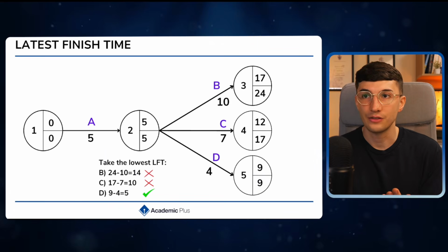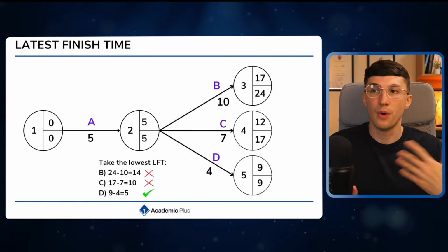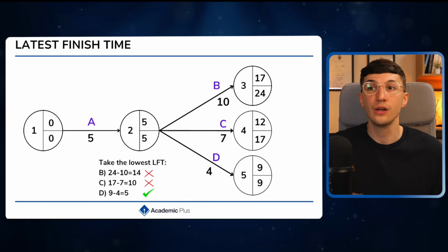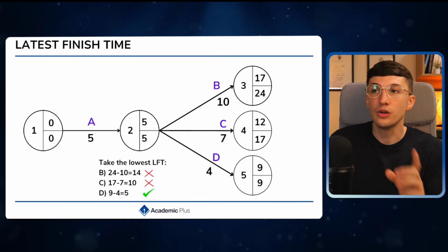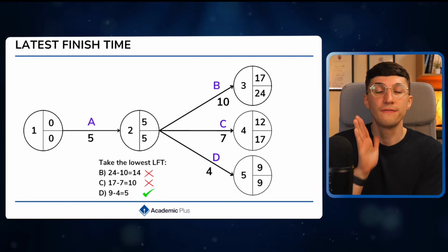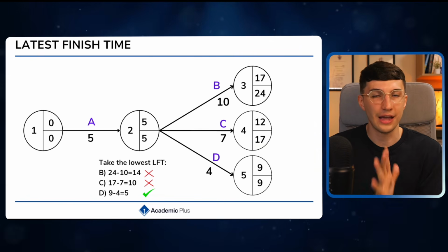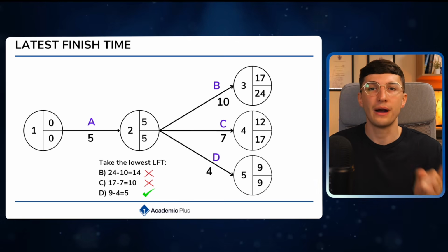It takes 10 days to complete it. So you do 24 minus 10, which would give me a latest finish time potentially for task A of day 14. Because if task A was to finish on day 14, you could still complete task B within that deadline. But what about now for task C?